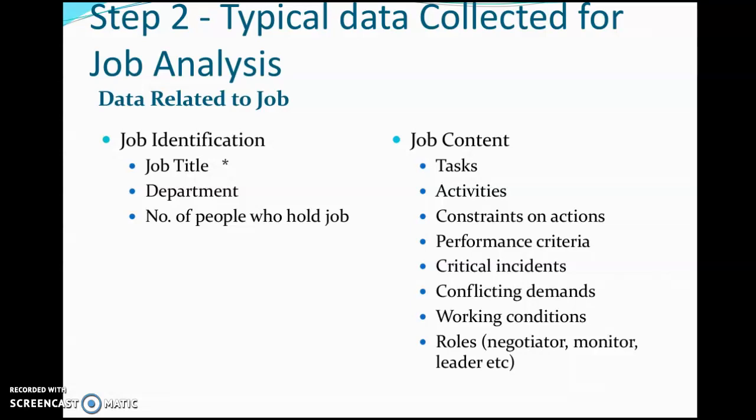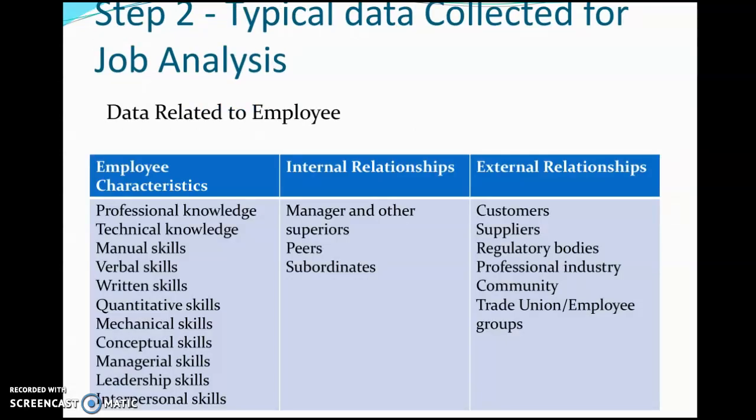In job content, we're obviously looking at the tasks, the activities, what constraints you may face, the criteria for performance, the critical incidents, the working conditions, the roles you play, anything to better help us understand the job itself. Then we're going to look at the employee and what skills are required, what knowledge they need to have for the job. We're also going to look at the relationships that they have internally with other people, who they may serve as an internal customer, who they may be on the receiving end of internal customer service, or who gives them information to get their job done, etc.